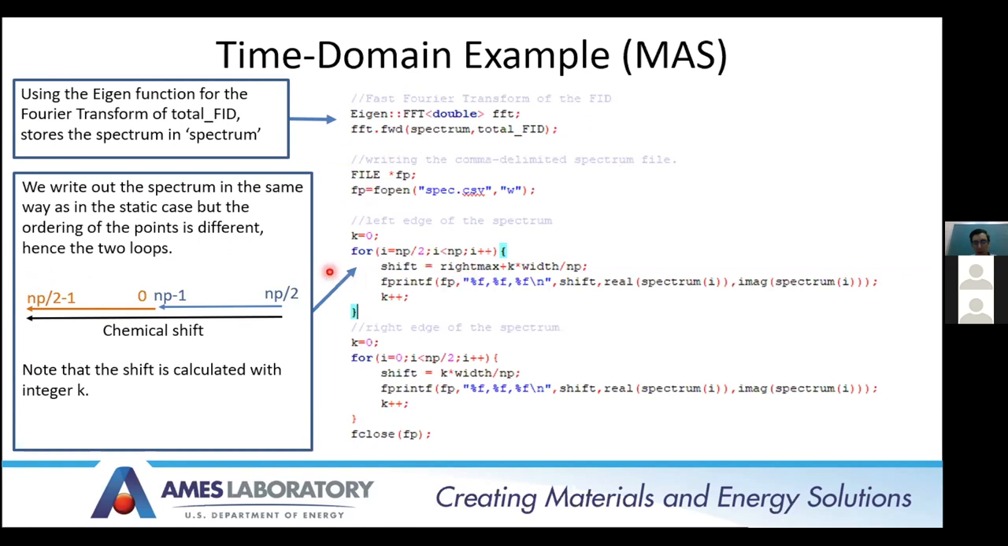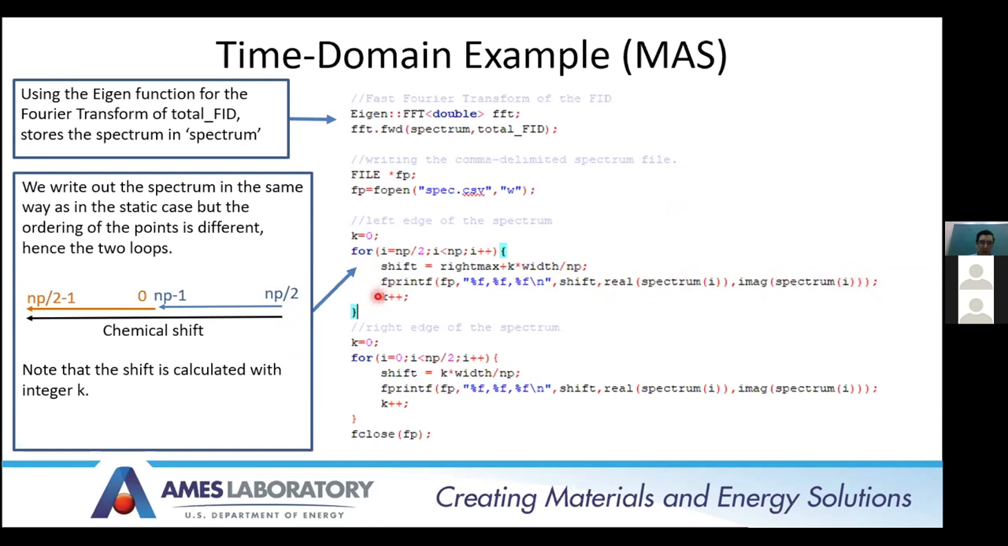So to write out the spectrum, we need to do two loops. Starting at this right edge here, we loop from NP over 2 to NP, and then we again calculate the shift in much the same way that we did before. And then we print out three numbers to this file: the shift, and then the spectrum, which has both a real and imaginary component. We can print out both of these by specifying the real part of the spectrum for data point i and the imaginary part of the spectrum for data point i.